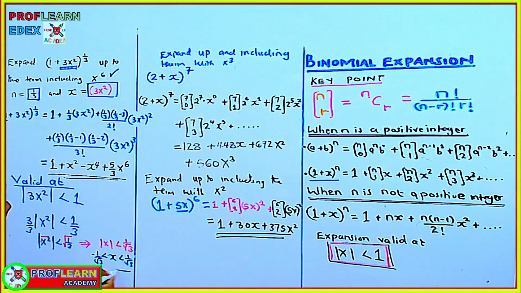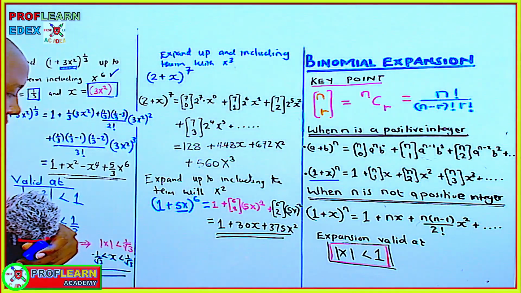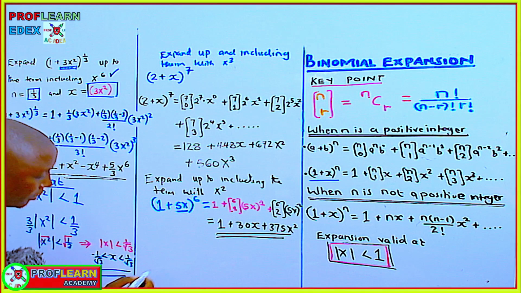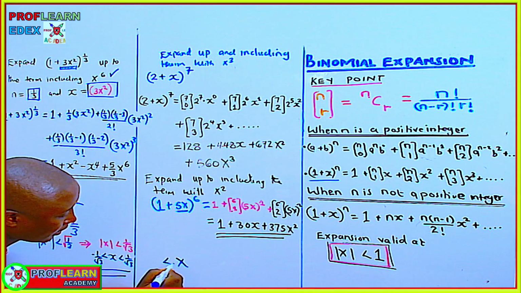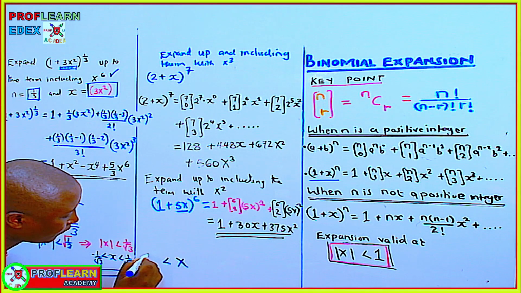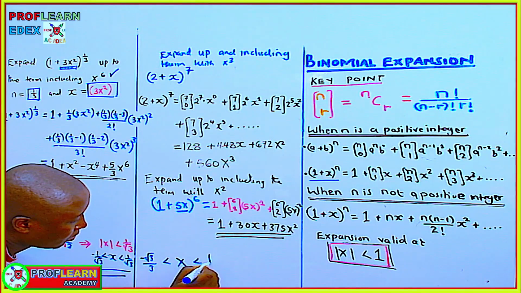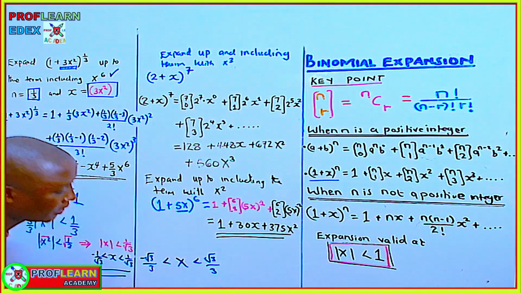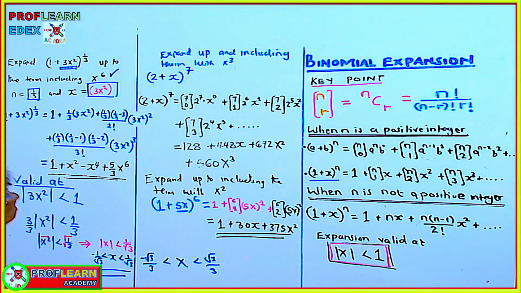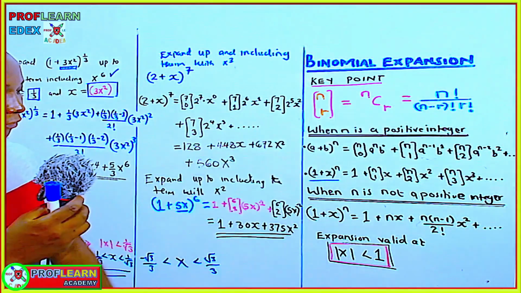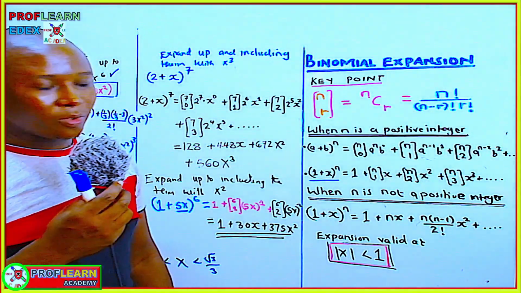So basically the expansion is valid in these particular regions. Of course, if you rationalize the denominator, it will be something else. This can also be given as x greater than -root 3 over 3 and less than root 3 over 3. The same thing, just written differently. So you need to know how to make use of all these formulas when you are given.